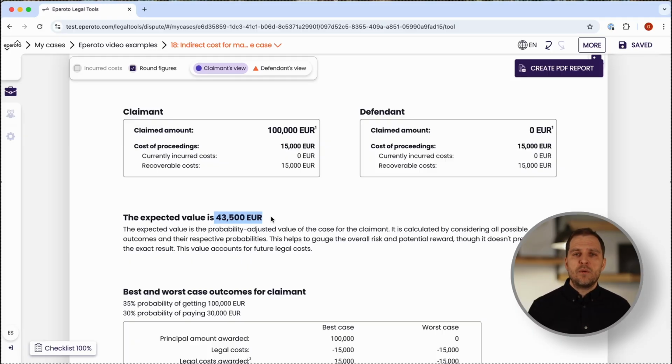The case may be worth 43,500, but if we settle today, we'd save about 10,000 in management cost. And that would make it reasonable to settle for 33,500. In other words, we are settling at a discount equal to the cost saved by settling early. Or in other words, we are paying a premium of 10,000 in order to avoid additional costs.